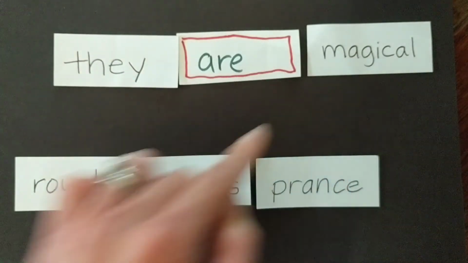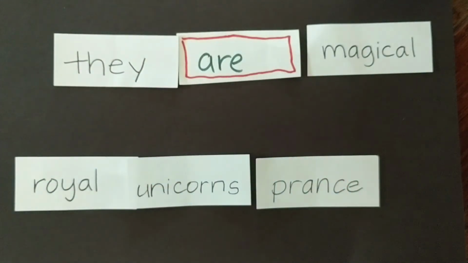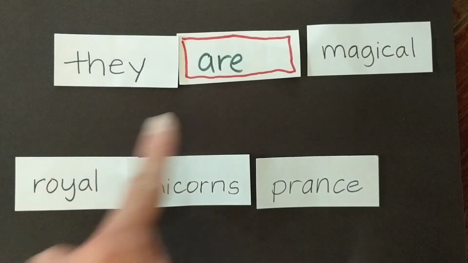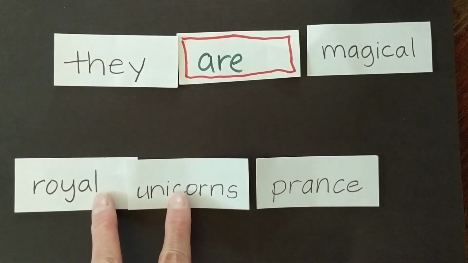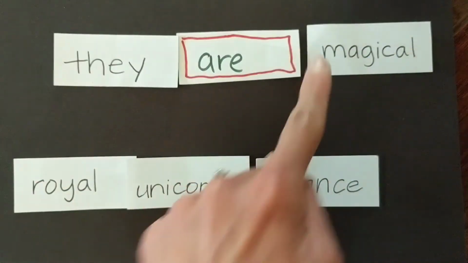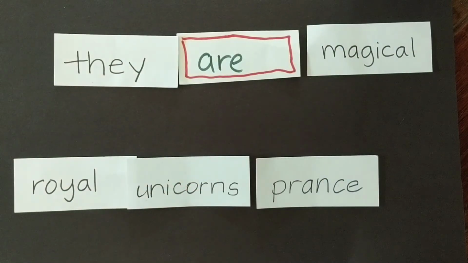If I just start by saying they are magical, our reader isn't going to know what we're talking about. It could be unicorns, it could be another animal, it could be a non-living thing. We could be talking about magical beings. We don't know. So we have to name it first and then replace it with a pronoun. So your job is to join these two sentences into a paragraph in the correct order.